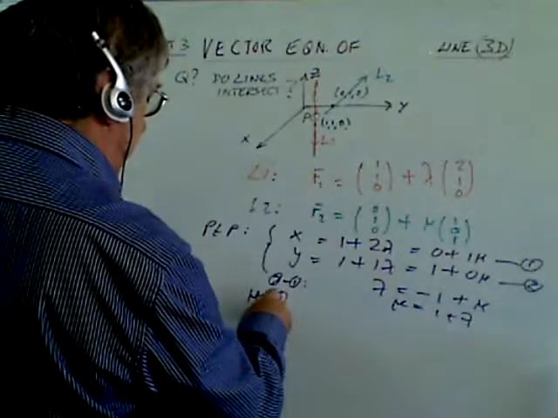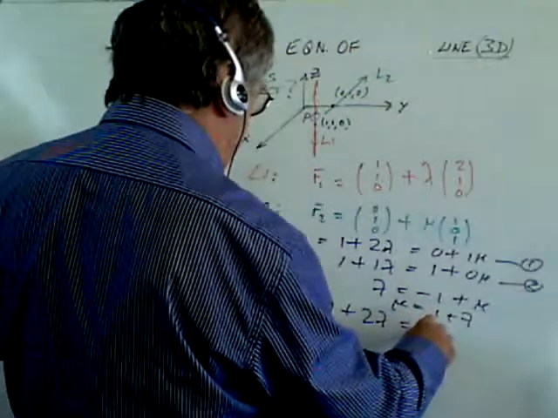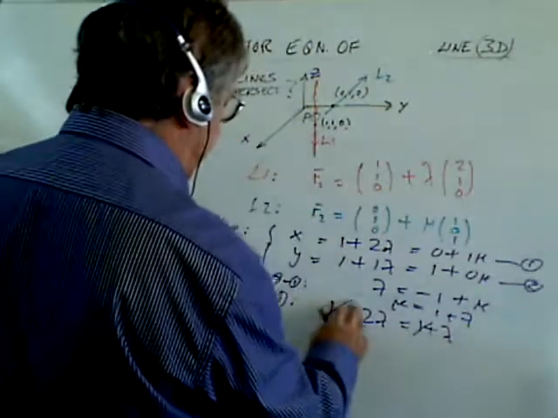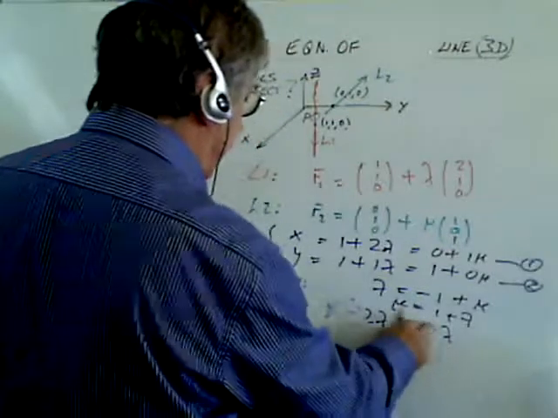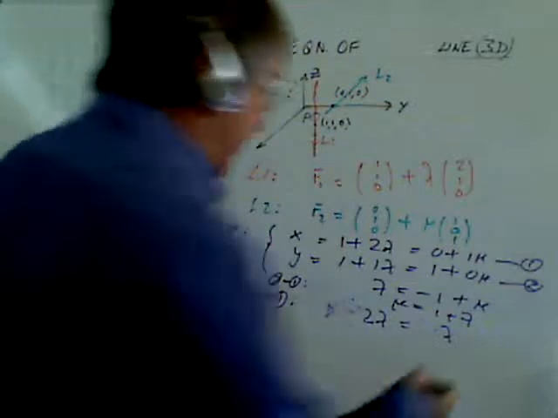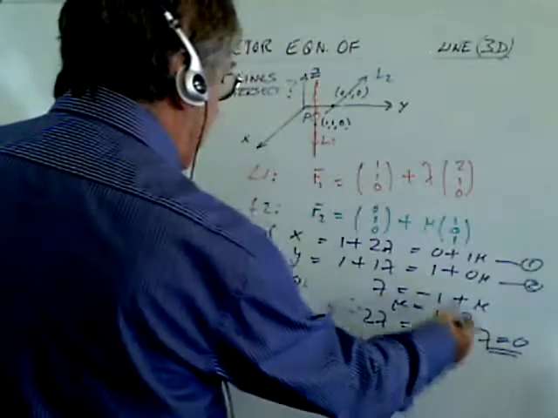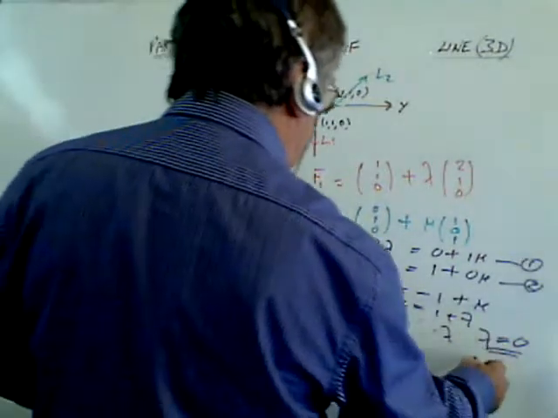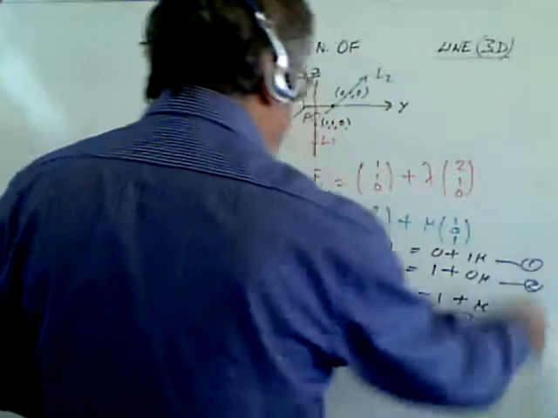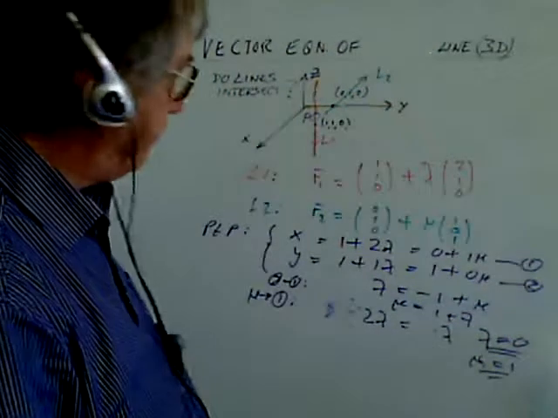I'm going to get 1 plus 2 lambda is equal to 1 plus lambda. Well, the ones disappear from both sides, and I just end up with 2 lambda is equal to lambda. Well, what's lambda? Lambda can only be 0, so lambda must be equal to 0. And if I go back here, then mu must be equal to 1. So solving these 2 simultaneous equations gives me lambda equal to 0 and mu equal to 1.